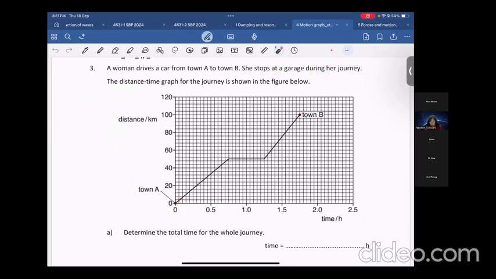Can you determine the total time for the whole journey? From town A to town B, how long do they travel? Can you write down the answer in the chat box so that I know that you already know the answer, so we can proceed? Town A to town B, how long is the total time for the whole journey?